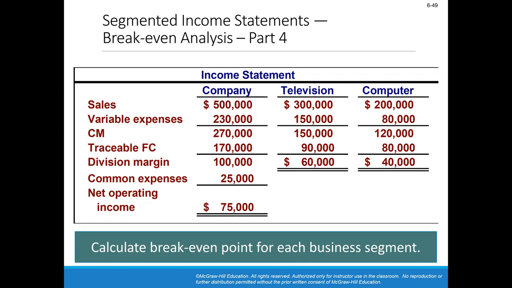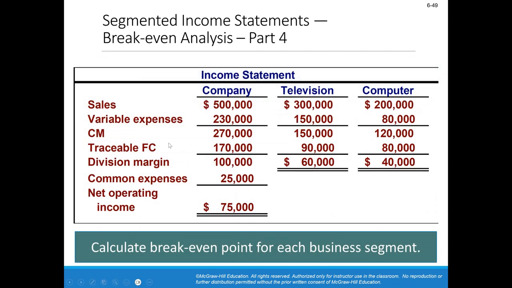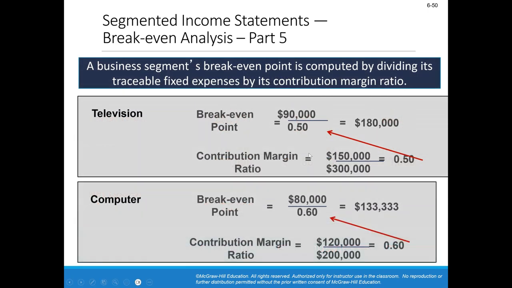Now we're going to compute the break-even for each business segment. Same thing, break-even is, we see that the traceable fixed cost is 90,000 for the television, 80,000 for the computer. We've got a 50% margin on the TVs, and we've got a 60% margin on the computers. All right, so overhead divided by 50% is $180,000 is the break-even for the television. And for the computer, it's $133,000.